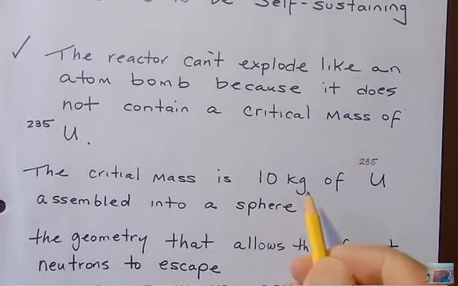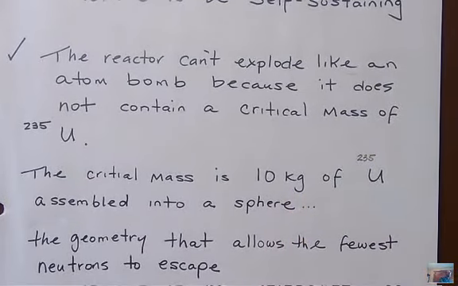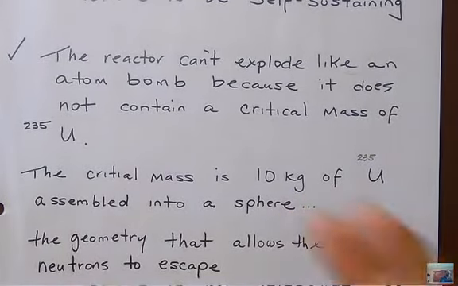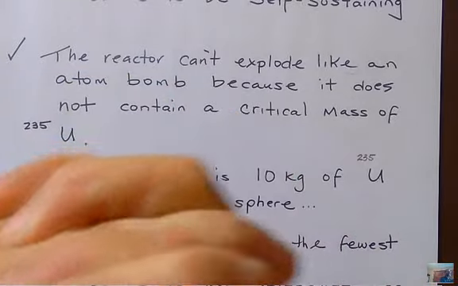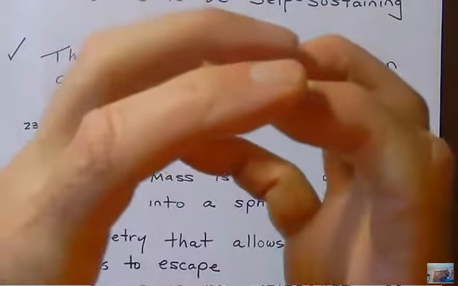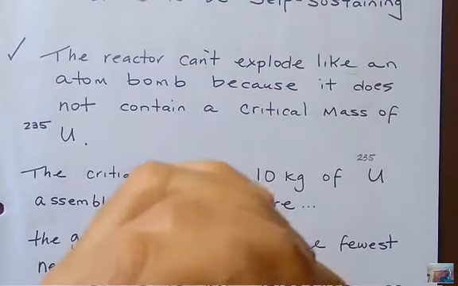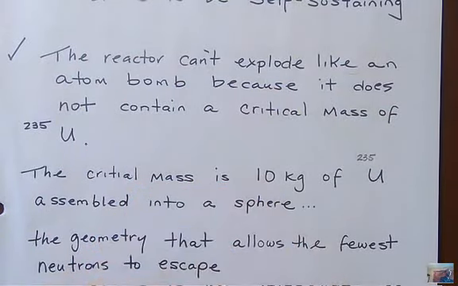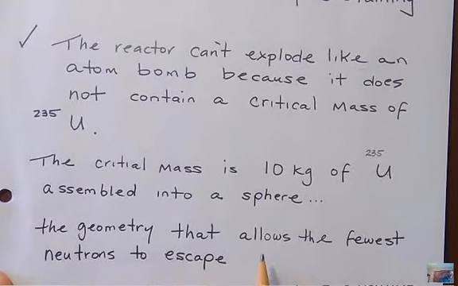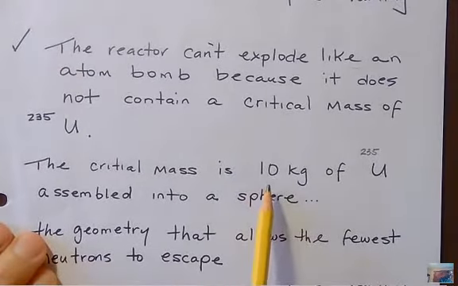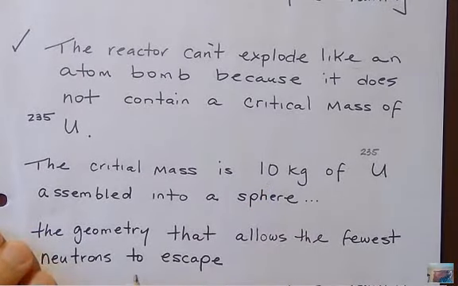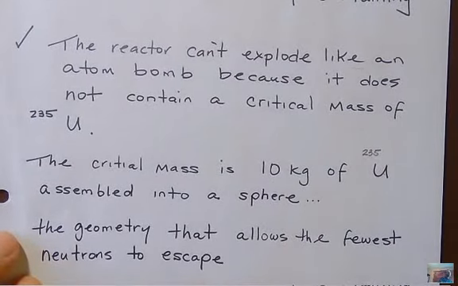Has to be 10 kilograms, okay? So we never have 10 kilograms all close together, tight in a sphere, right? Like that would look like a softball of fissionable material, because that could go critical, and an uncontrolled chain reaction could occur to the point where a nuclear explosion could occur. So the geometry, this sphere, is the geometry that allows the fewest neutrons to escape.